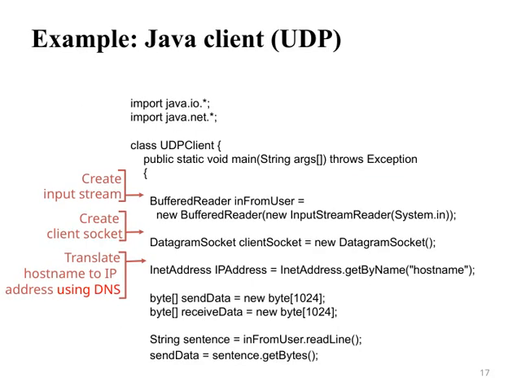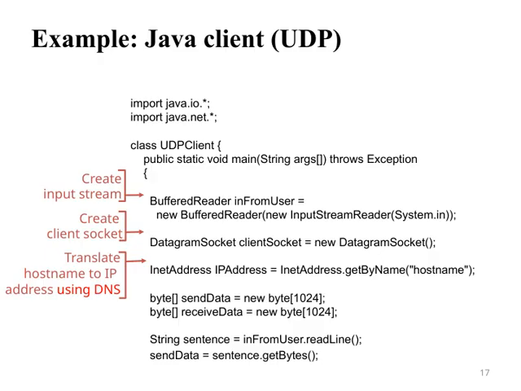All right, let's walk through this example of a Java UDP client. First, you notice we start by importing the necessary classes from java.io and java.net packages. These are essential for handling input-output streams and network communication. Next, we define our class, UDPClient, and within the main method, which throws an exception to handle any runtime errors. The first important step is creating a BufferedReader called inFromUser. This allows us to read input directly from the user via the console.